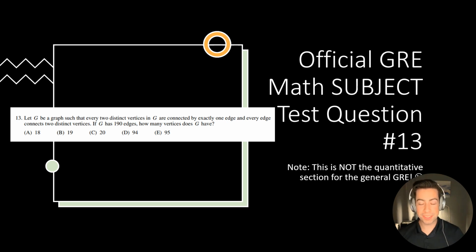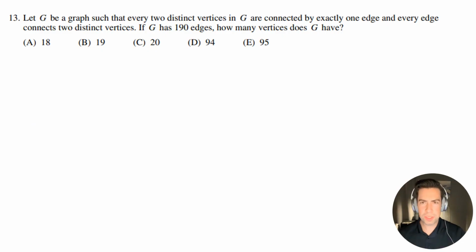Okay, question number 13, let's get right into it. This is a really interesting question because you're going to have to use actually a little bit of graph theory. It says, let G be a graph such that every two distinct vertices in G are connected by exactly one edge, and every edge connects two distinct vertices. If G has 190 edges, how many vertices does G have?